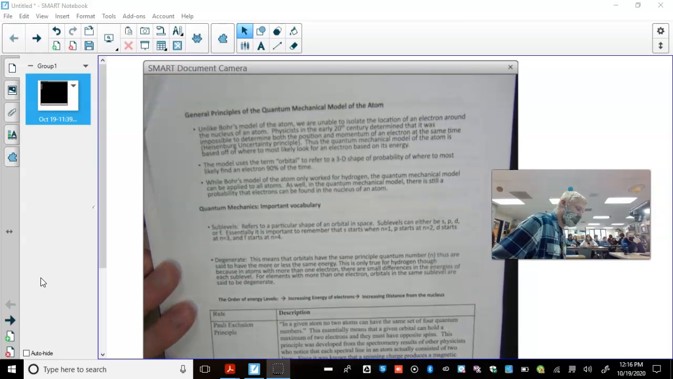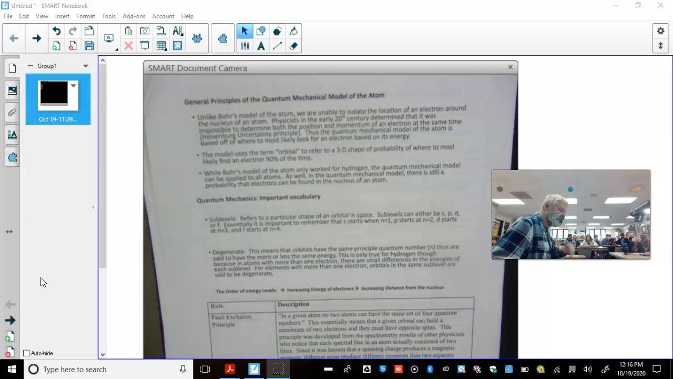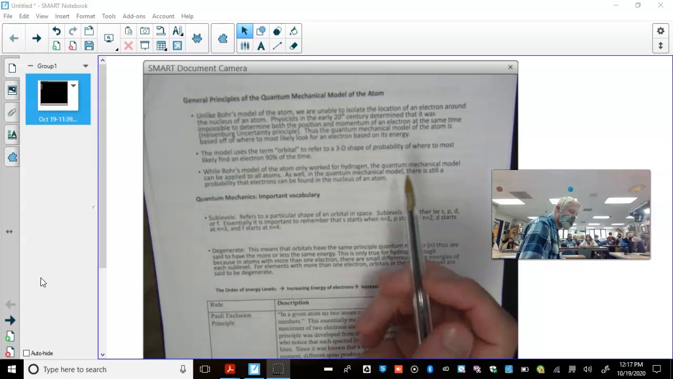All right, what are we doing here? General principles of the quantum mechanical model. This is just describing the quantum mechanical model, and that's talking about the S, the P, the D, the F, the little sublevels of those. Ring a bell? Way back when. All right, we're going to go over it.